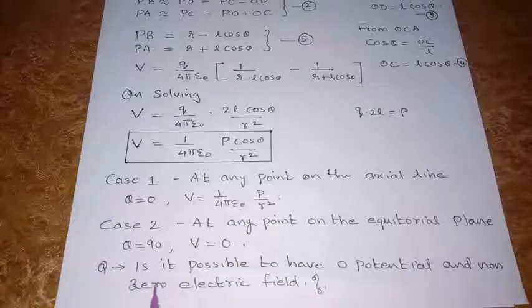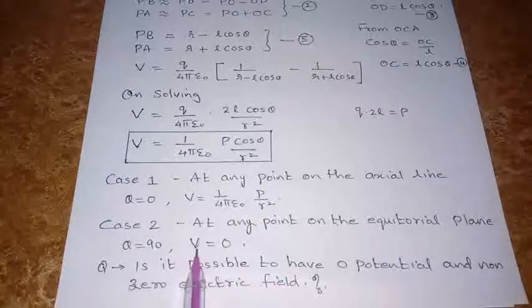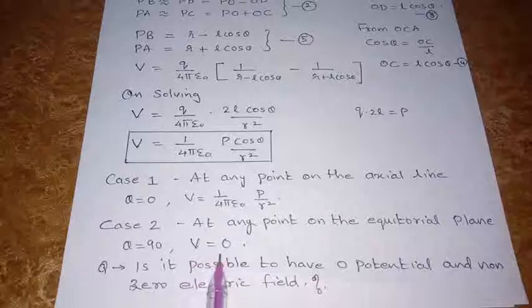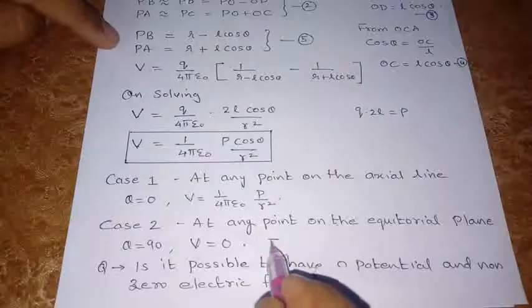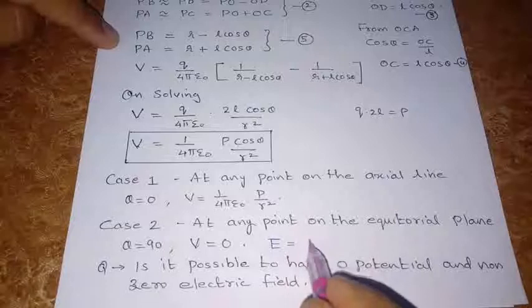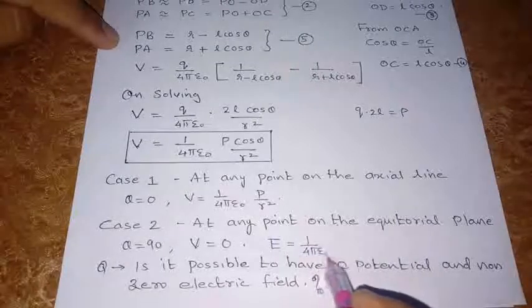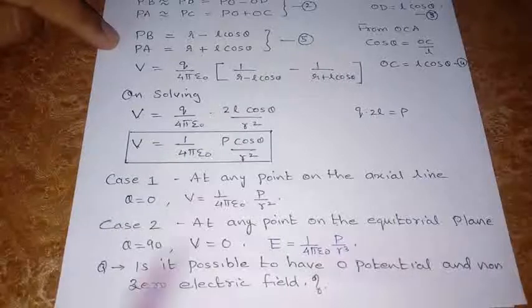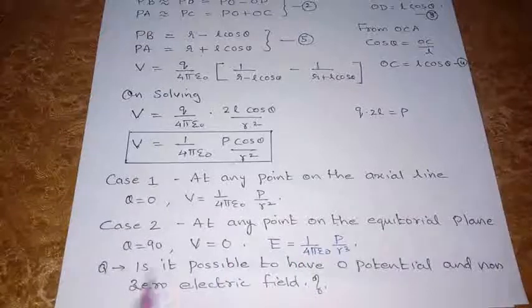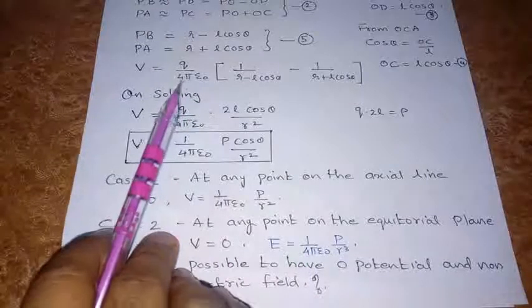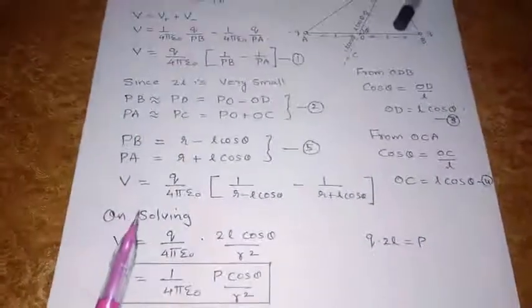But we already studied that electric field is there at any point on the equatorial plane of the dipole. Is it possible to have 0 potential and non-zero electric field? The answer is yes. We just proved that at any point on the equatorial plane of the dipole potential is 0, but the electric field is there. What is the value of electric field at any point on the equatorial plane of the dipole? Electric field intensity can be written as 1 by 4 pi epsilon 0 P divided by R cube. So this is a case of non-zero electric field and 0 potential. So the answer for that question is yes, it is possible to have non-zero electric field and 0 potential.